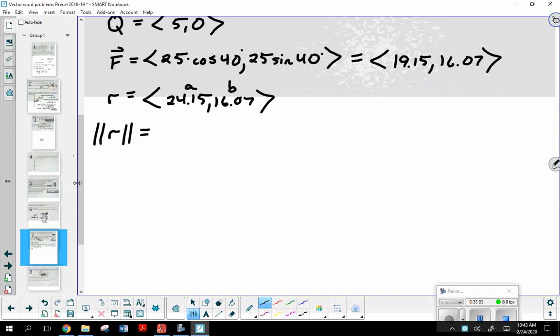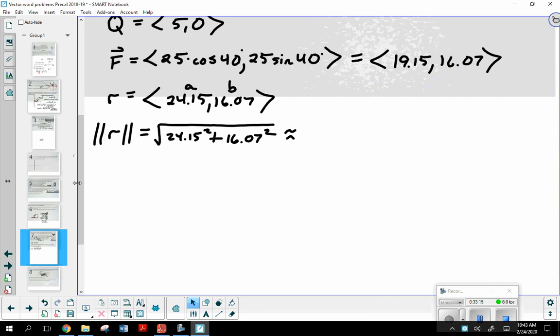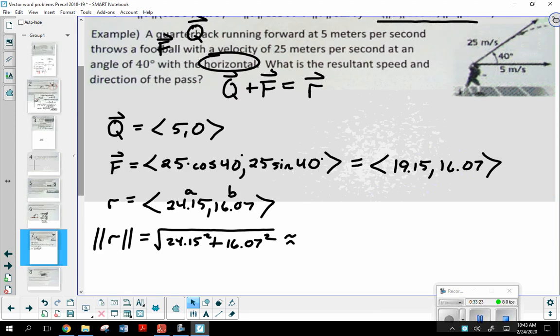Perfect. Square root of A squared, 24.15 squared, plus B squared, 16.07. So let's see how fast the ball is actually traveling, because the quarterback is running with it as he throws it. What would you expect it to be, faster or slower than the 25 meters per second? I'd expect it to be a little faster. Okay, so let's see here.